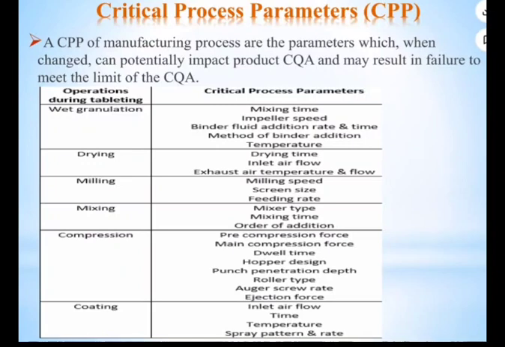Second, drying: drying time, temperature, and airflow. Third, milling: speed, screen size, and the feeding rate. Fourth, mixing: mixer type, mixing time, order of addition. Fifth, compression: force, dwell time, punch penetration, and ejection force. Sixth, coating: temperature, spray rate, and inlet air flow. In simple terms, critical process parameters are the key steps we must control carefully to ensure consistent product quality.